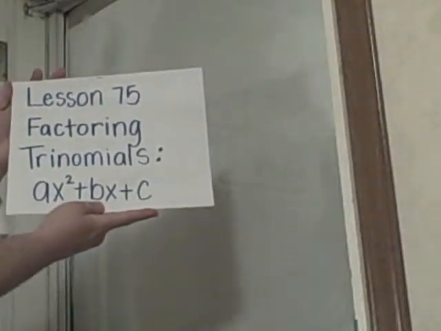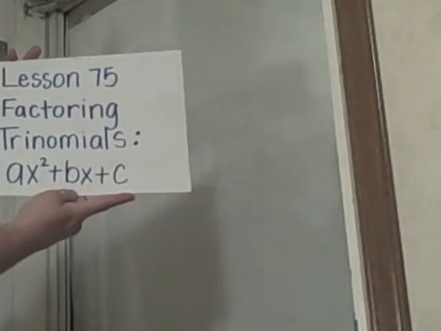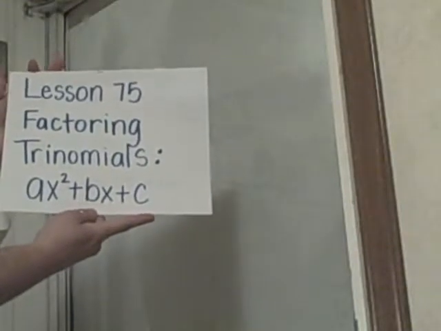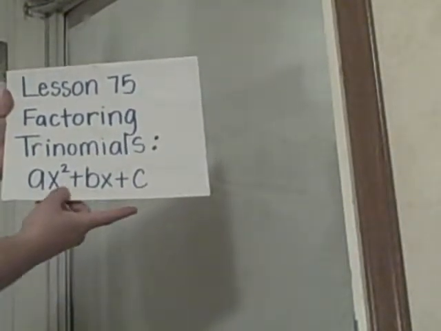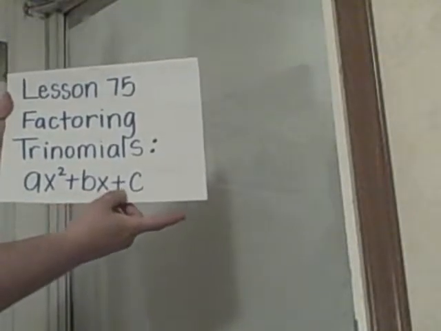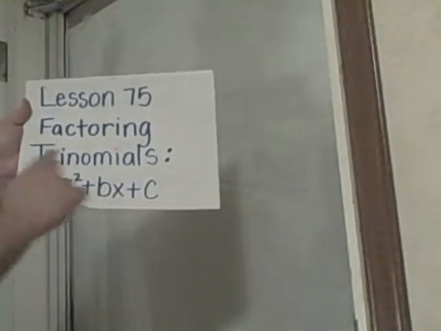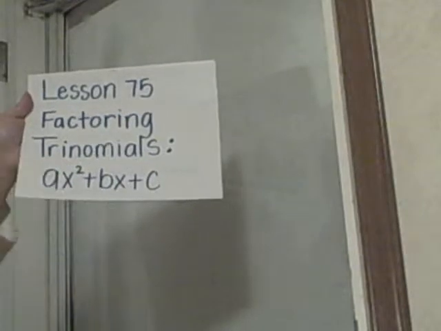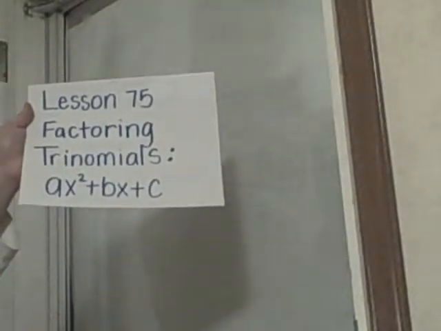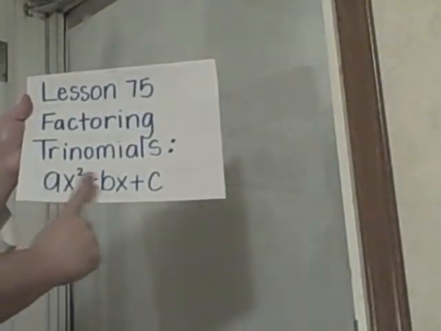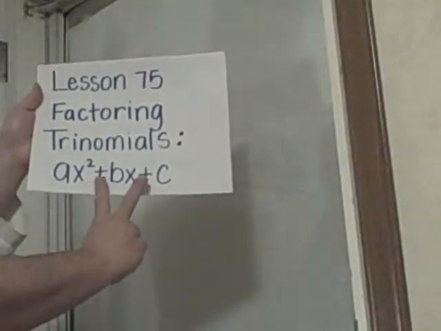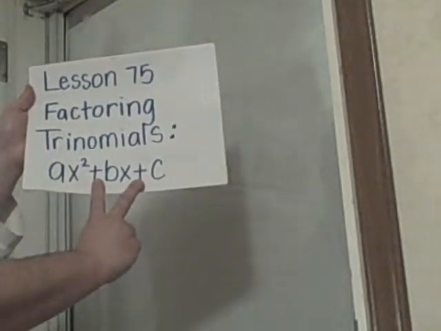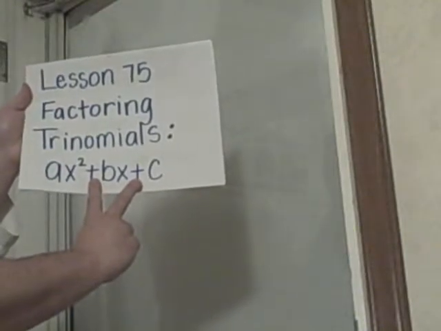Today's lesson is lesson 75, factoring trinomials in the form ax squared plus bx plus c. Trinomial means we have three terms. This is our first term, this is our second term, and this is our third term. Remember, terms are separated by addition and subtraction symbols.